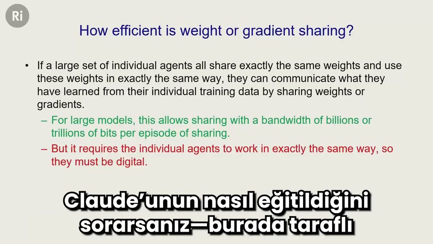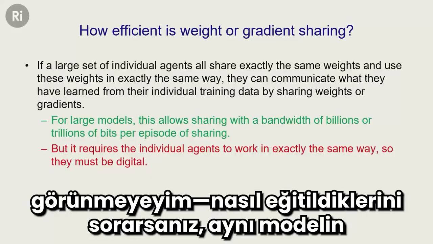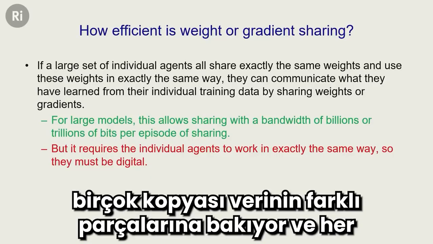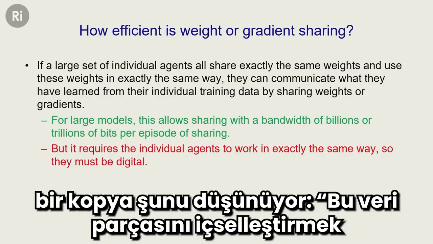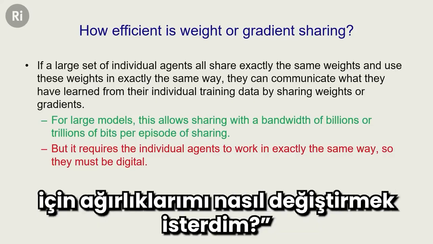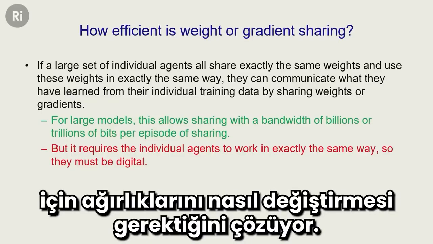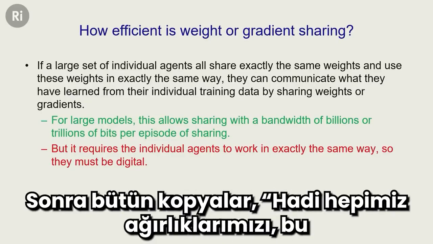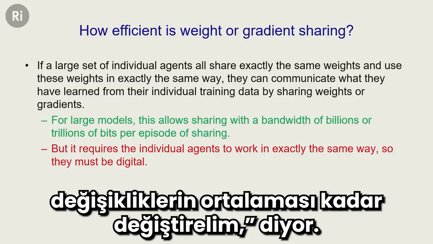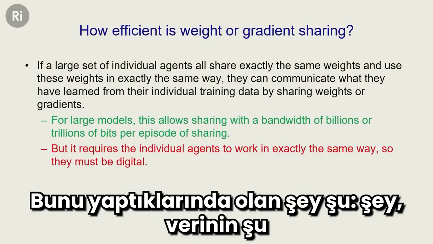So if you ask how something like GPT-4 was trained, or Gemini 2.5, or Anthropic's Claude, I better not be biased here. If you ask how they're trained, you have many copies of the same model, looking at different bits of the data, and each copy figures out, how would I like to change my weights to absorb that bit of the data? And some other copy figures out how to change its weights to absorb a different bit of data. Then all of the copies say, let's all change our weights by the average of all those changes.